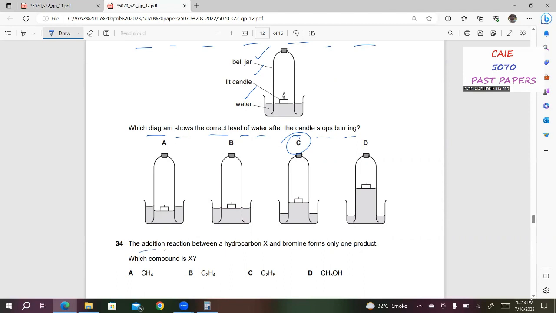34. The addition reaction between hydrocarbon X and bromine forms only one product. Which compound is X?